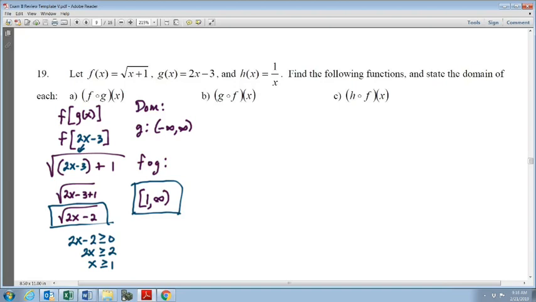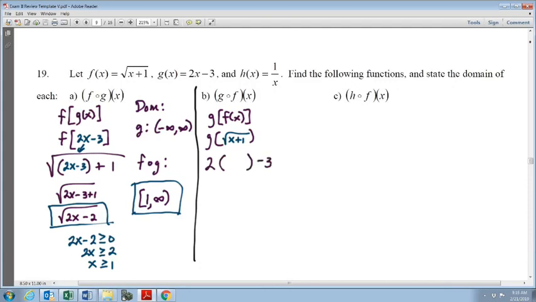All right, for g of f of x, we'll start like that. Let's plug in f of x, which is the square root of x plus 1. And now we're going to plug that into the g function. So it's 2 times my input minus 3. And square root of x plus 1 is our input here. So we end up with 2 times the square root of x plus 1 minus 3.